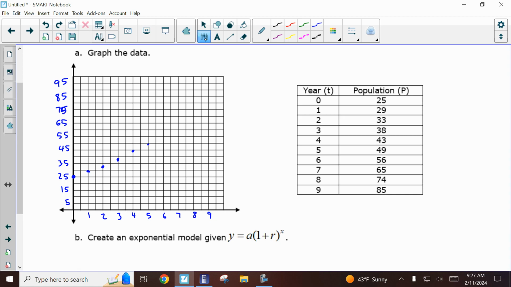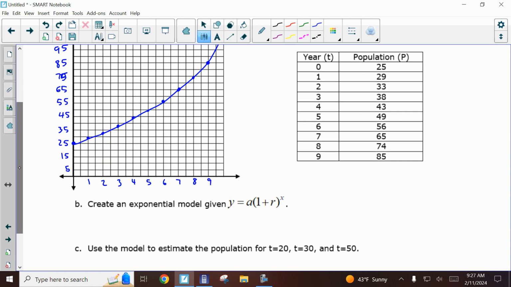So at 6, we're at 56. So 55 is there, so 56 should be right above it. 7 is at 65 exactly. And then 8 is at 74, which is just under this one. And then 9 is at 85 exactly. So 85 would be this one right here. So this is exponential growth for sure. Curving up.